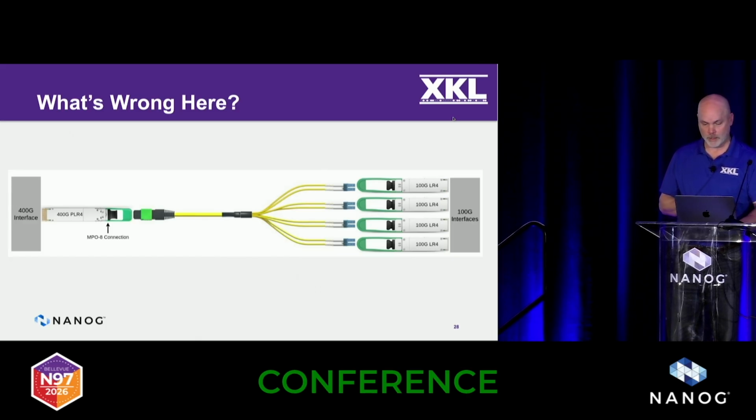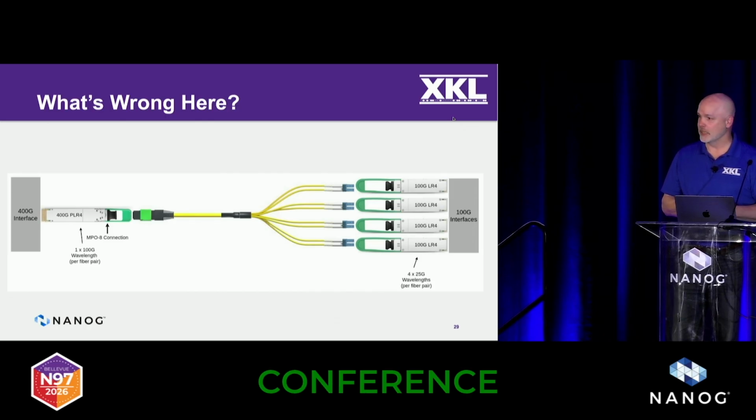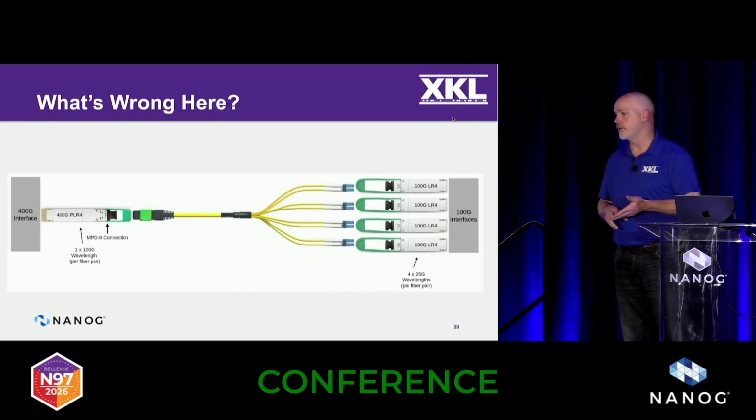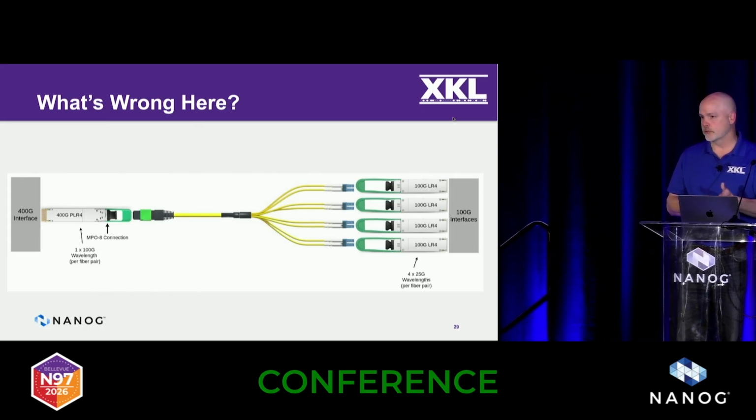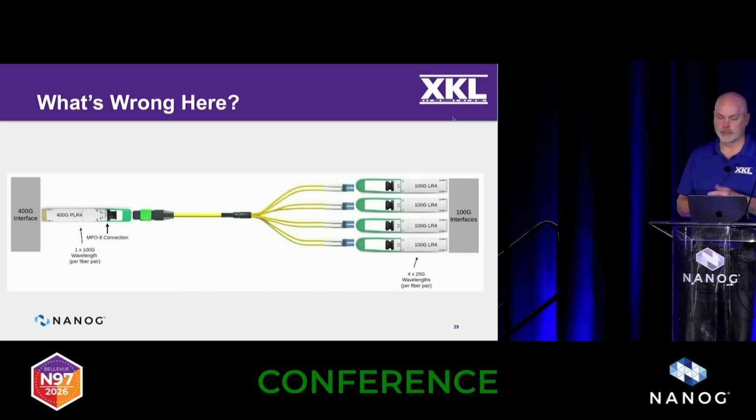So each one of the wavelengths in a PLR4 is running at 100 gig. So optically speaking, the 100 gig transceivers on the other end, each one of those has to be running a single wavelength 100 gig. So an LR4, that's 4 wavelengths of 25 gig. Doesn't work. This is extremely common because the 100 gig LR4 is really popular, right?